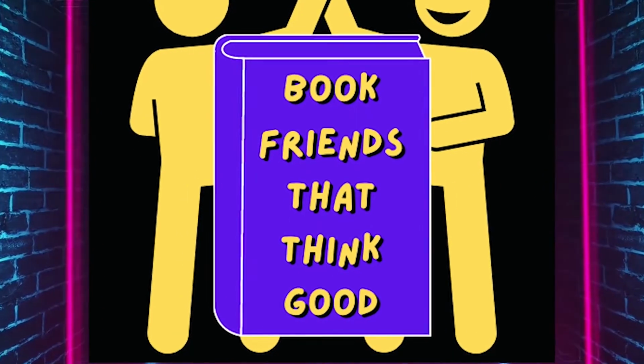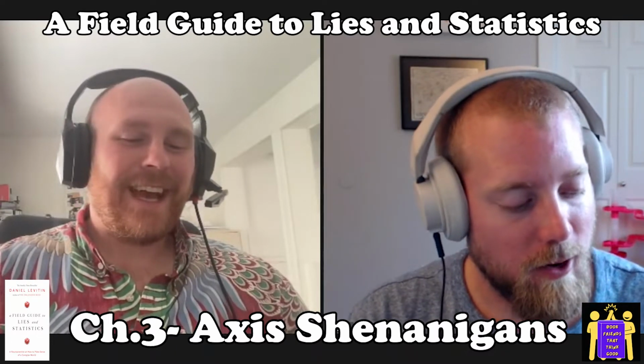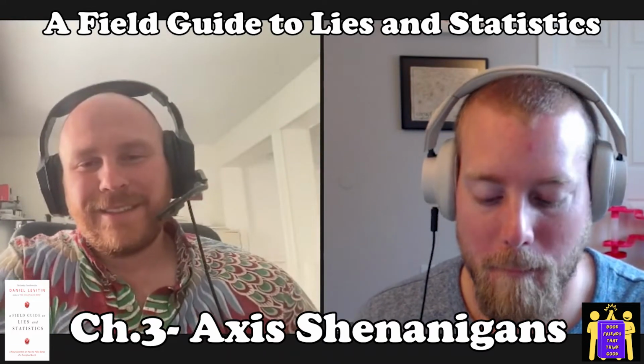I'm in it. Weston, my book friend, tell me, what book is it that we're thinking good about today? Cannot wait to talk about statistics being used in person, bro. Like, I'm living it right now. We are discussing Chapter 3 of A Field Guide to Lies and Statistics, Axes Shenanigans. So, shenanigans. Yeah, how can you mess around with these axes and pull some magic tricks out of your butt? Exactly. That is what we're thinking good about today.